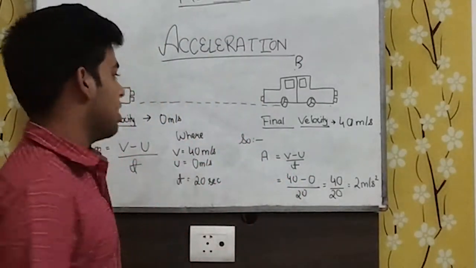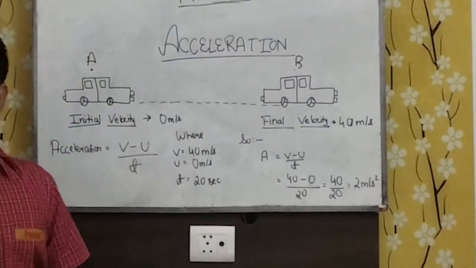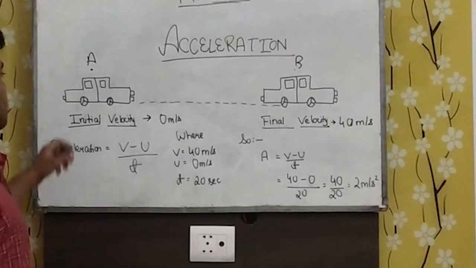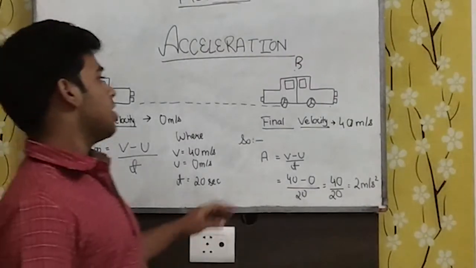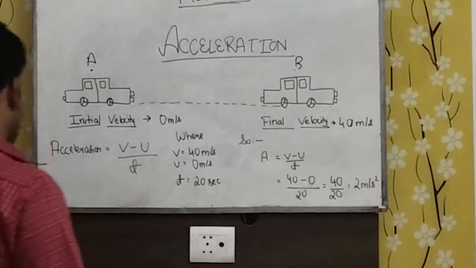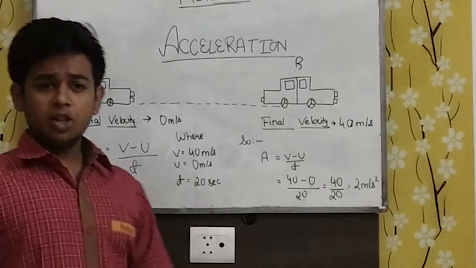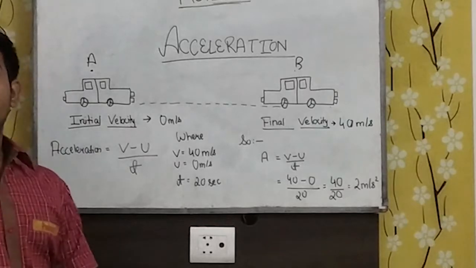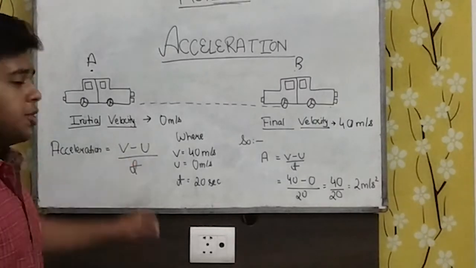Today, let's talk about acceleration. What is acceleration? Acceleration is the rate of change of velocity of an object with reference to time. Let us consider this case in which a car standing at point A covers a distance of point B, in which its initial velocity is 0 meter per second and final velocity is 40 meter per second. Formula to calculate acceleration, which is v minus u upon t.